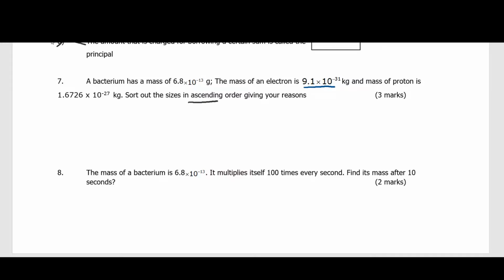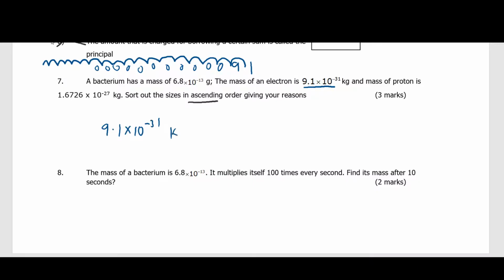We've got our 9.1 here, and this decimal is going back 31 spots. So 1, 2, 3, 4, 5, 6, 7, 8, 9, 10, 11, 12, 13, 14, 15, 16, 17, 18, and so on. So there's a whole bunch of zeros here, and the decimal's way over. So this is the smallest number: 9.1 times 10 to the negative 31 kilograms.